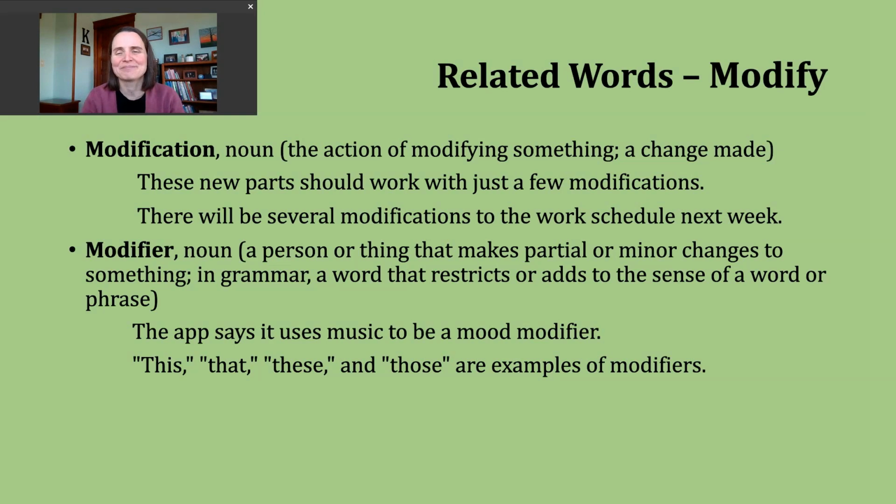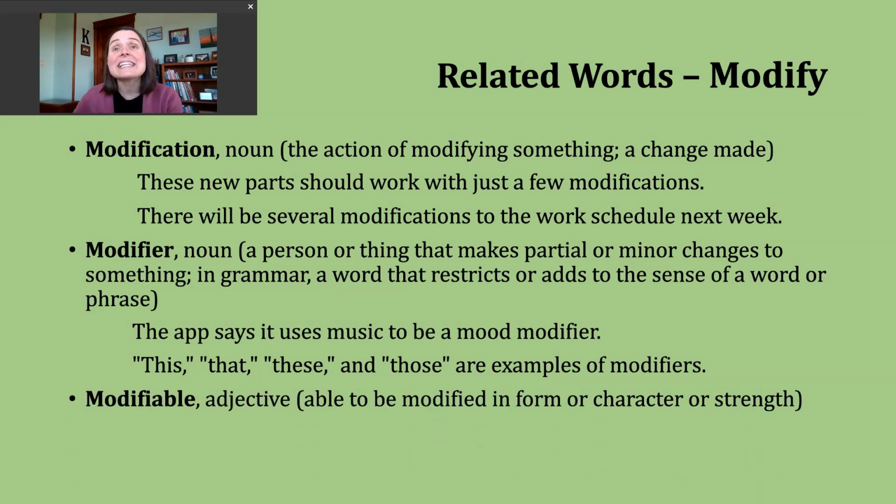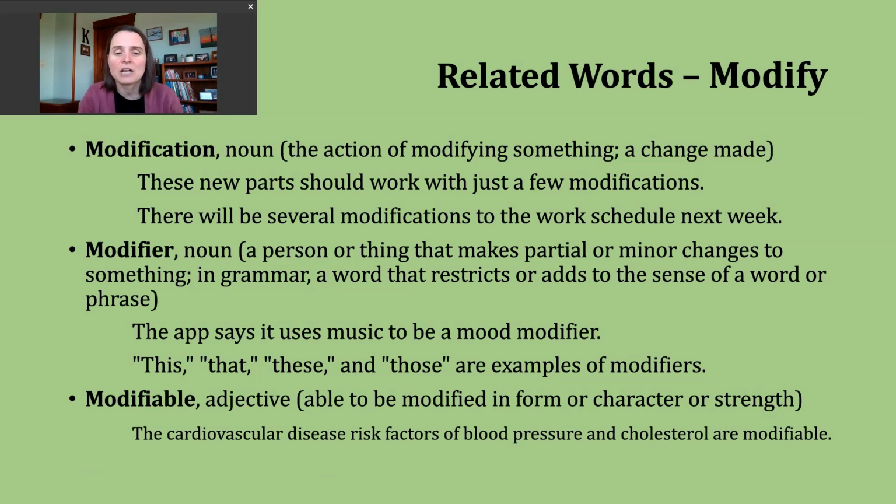One last word for us today, and it's the adjective modifiable. Modifiable means able to be modified. This could be in form, it could be in character, it could be in strength, right? So this is something we're able to change. An example of this might be, the cardiovascular disease risk factors of blood pressure and cholesterol are modifiable. So this sentence might be a little difficult to understand, but again, I wanted to find a real example of how you might hear this used.